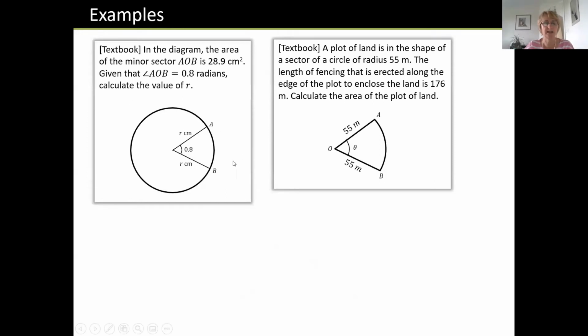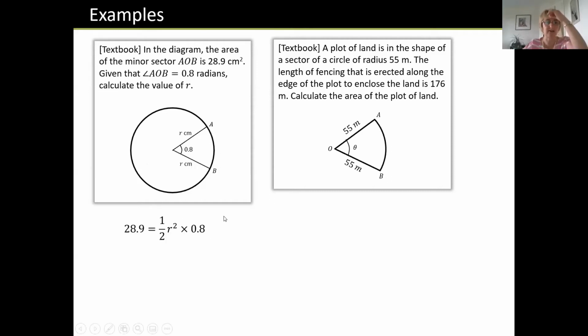This first one here is taken from the textbook, and it's example 11 or 12, I think. In the diagram, the area of the minor sector. Now the minor sector just means the sector with the small angle, not this big portion, because that is actually a sector as well. That would be called the major sector. So the minor sector area is 28.9 centimetres squared. Given that the angle AOB is 0.8 radians, calculate the value of r.